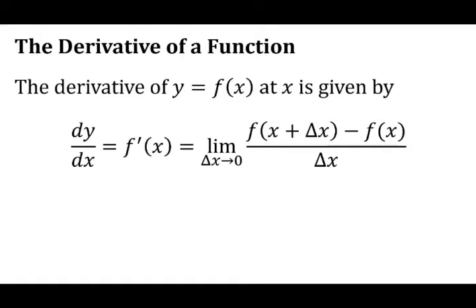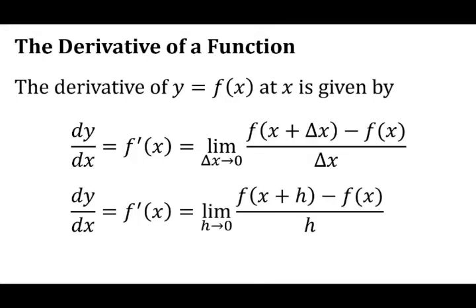So, in some books, sa halip na delta x, ang nilalagay, h. So, dy over dx equals f prime of x is equal to f of x plus h minus f of x all over h as h approaches 0. So, why pinalitan? Kasi nga, medyo mahirap mag-solve or magsulat ng delta x. So, mas madali kapag h. So, that is one of the reasons.